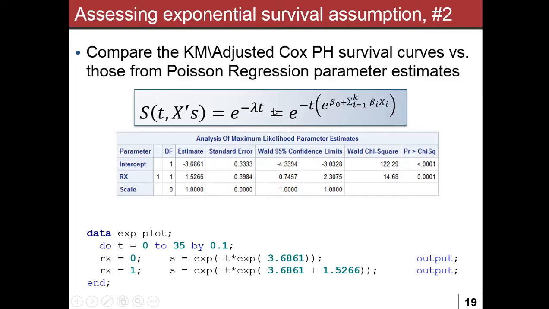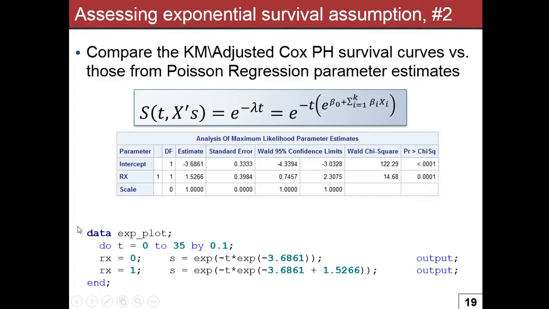We said earlier survival is e to the minus lambda t, and you can plug in for lambda what you get from the Poisson model, because this is the model of lambda. And so if you do that, you can plug in minus 3.69 for the beta naught, and 1.53 for beta 1. And you could graph that. And that's actually what I'm doing here.